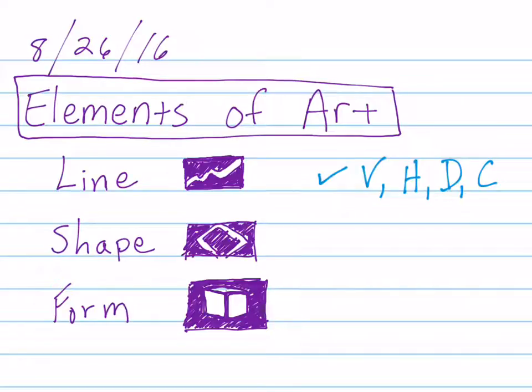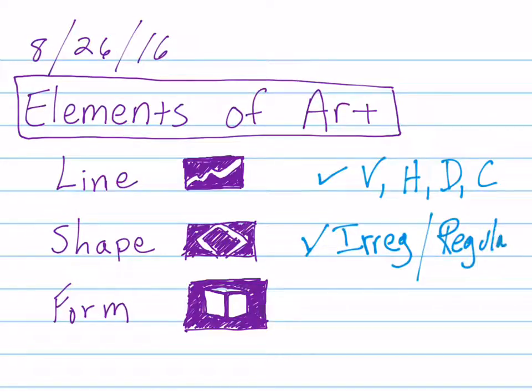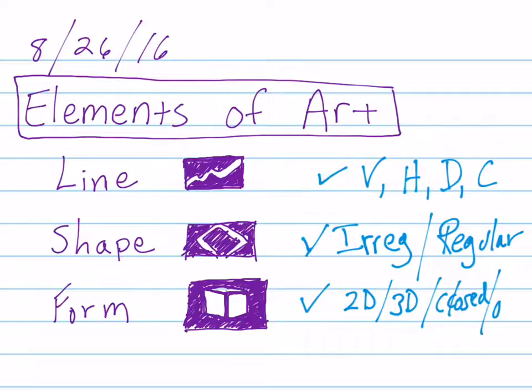Anybody remember the 2 types of shapes? Brenda. Irregular shapes and regular shapes. Regular shape and irregular. Yep. So irregular and regular. Non-shape. Yeah, we did talk about non-shapes and that unless it's a closed form, if it's not a closed form, then it's not a shape. So that's kind of going into the next one, form. So we had 2D, 3D, and a closed and open form.